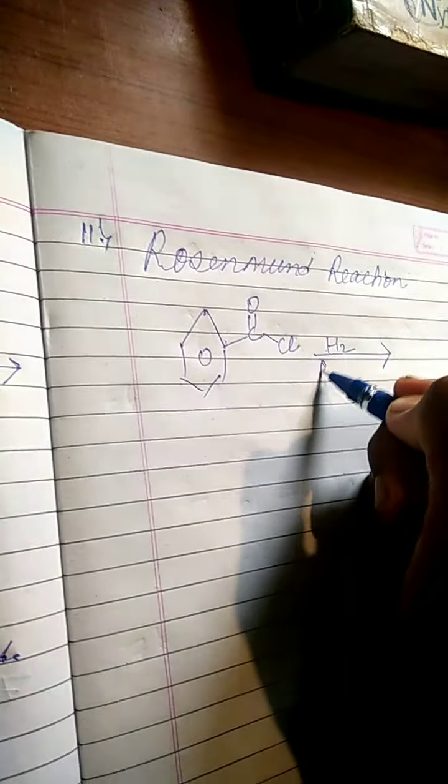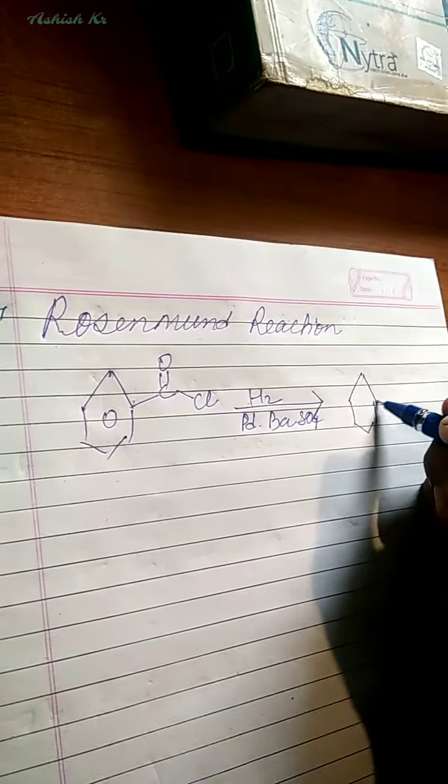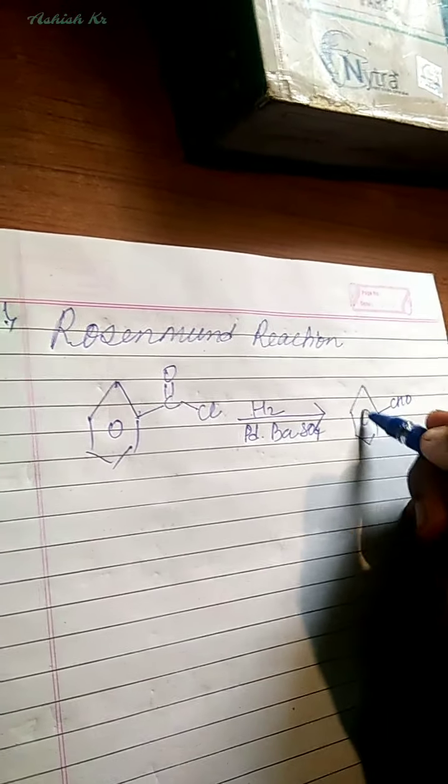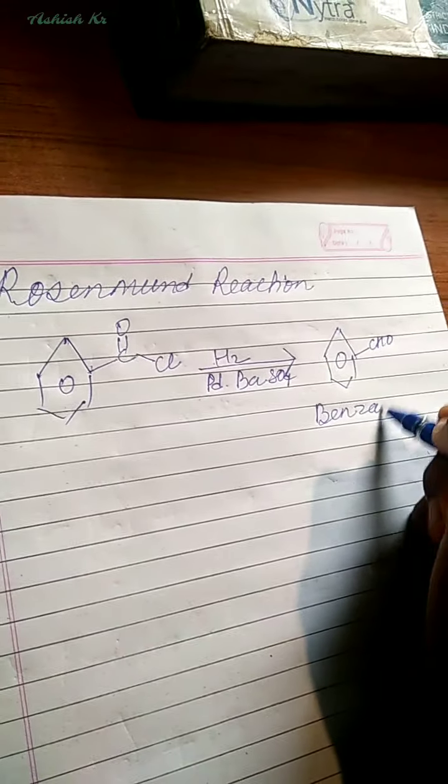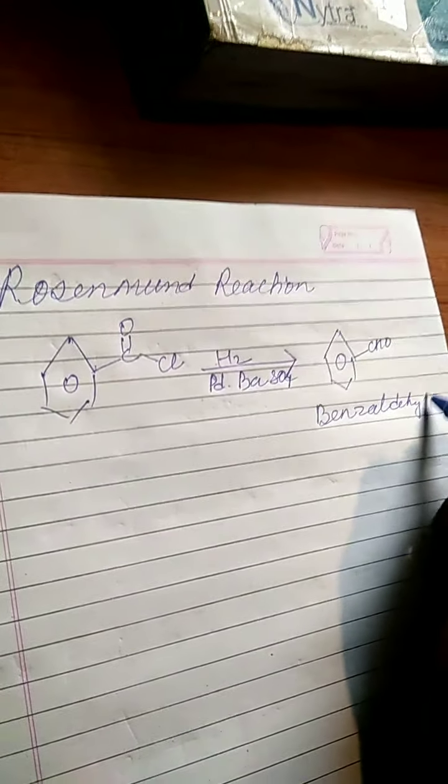After the reaction it forms CHO. We can say only benzene is there with an aldehyde, so benzaldehyde.